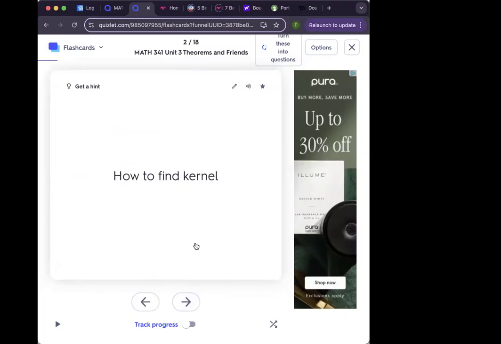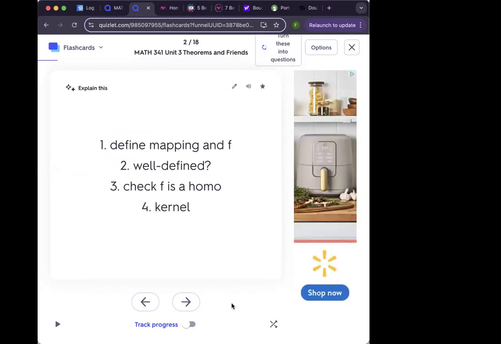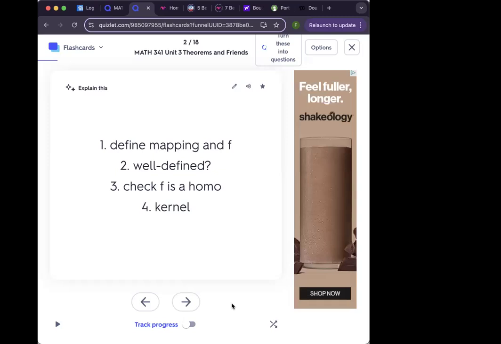How to find the kernel? Just write out some steps. So first we define the mapping and define the function F. So like that mapping F of G to H, and saying F of A, where A is in G, equals B, which is in H.